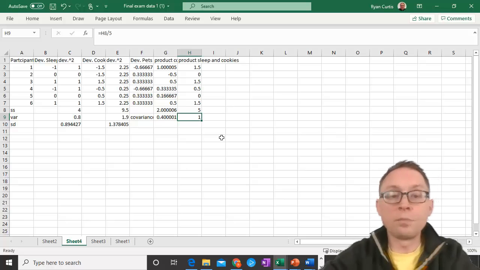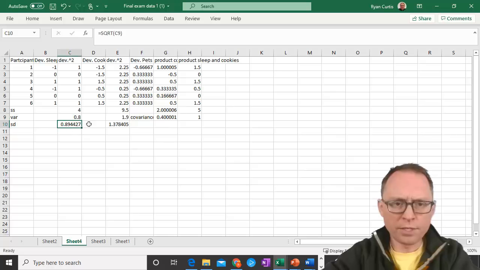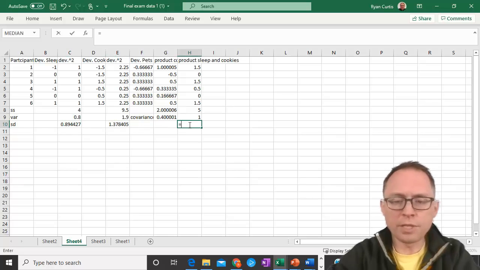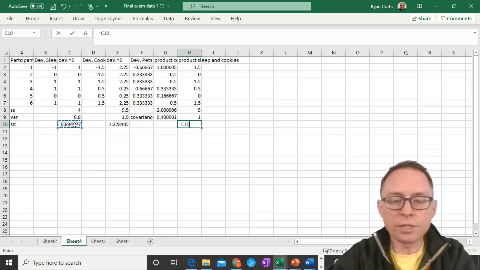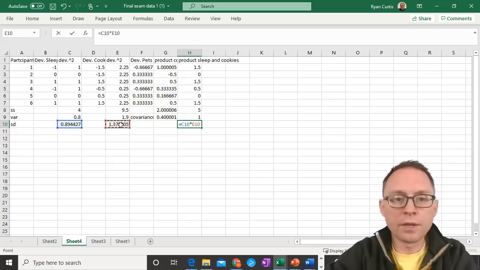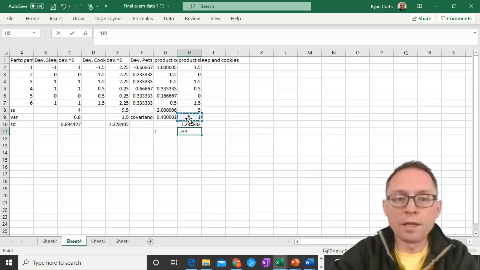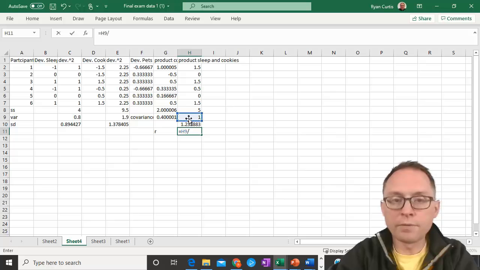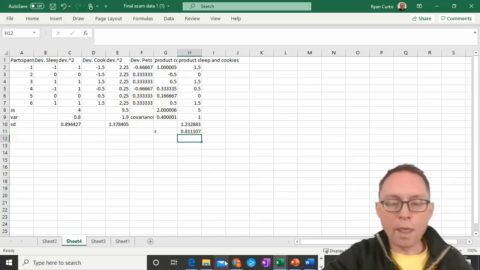Now R is going to be the covariance divided by the product of the standard deviations. So here's the product of the standard deviations. It is standard deviation of sleep times standard deviation of cookies. There it is. And that means that R is going to be this covariance divided by the product of the standard deviations, 0.81.